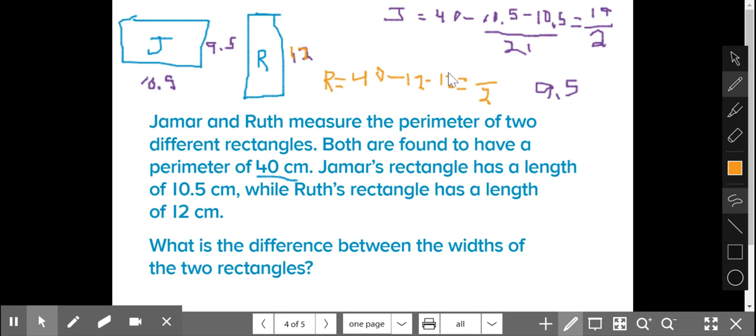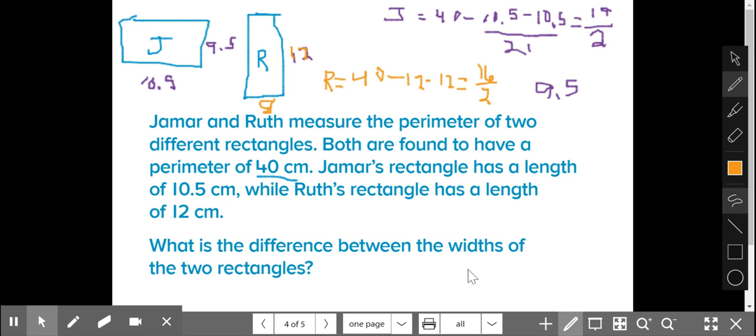So 12, add these 2 together, we get 24. 40 minus 24 is 16. 2 goes into 16 8 times. Now we know what each one of these sides are. We don't have to write 12 on both sides or 8 on both sides. Same with this. We don't have to write 9.5 on both sides or 10.5 on both sides, because rectangles have 2 sets of parallel lines.